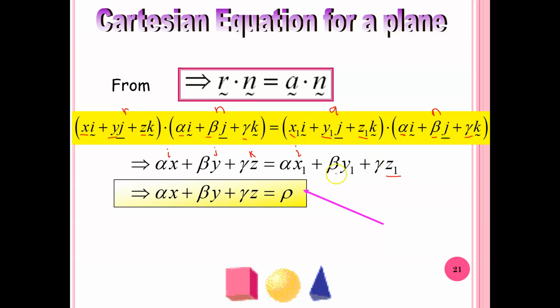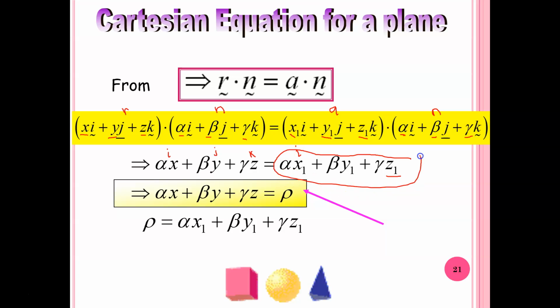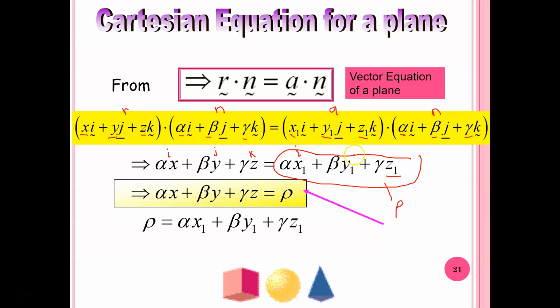Now you equating this one on this left hand side, equating with P. Dekat situ. So this P is actually equal to this. Maksudnya semua yang sebelah sini tadi, you jadikan dia sebagai P. Instead of tulis panjang-panjang, you just write it down as P. Okay. So this is vector equation of a plane.